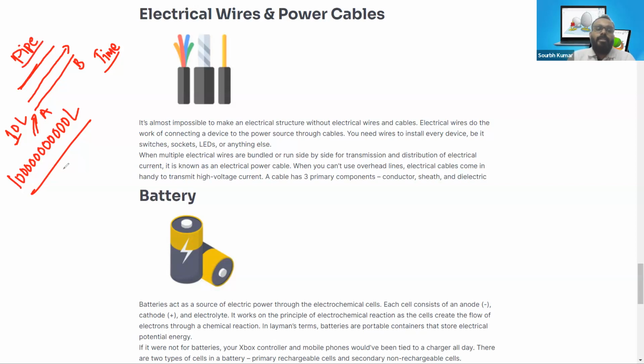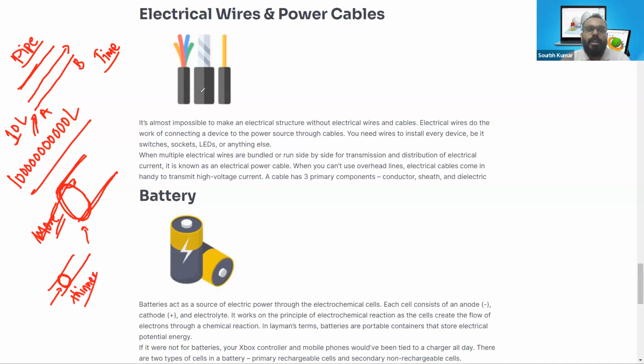So where more water is needed to flow, we utilize a thicker cross-sectional diameter for the pipe itself. But where less water is required to be supplied from the pipe, we utilize a thinner cross-sectional area compared to the higher requirement on the other side.